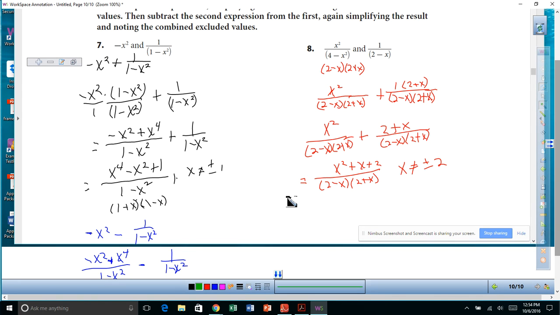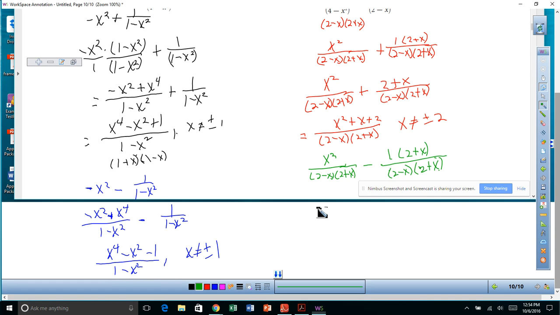Now, let's do it one more time, and this time we're going to subtract. So we've got x squared over 2 minus x times 2 plus x minus, and then we got 1, and we know we got a 2 plus x over 2 minus x times 2 plus x. And maybe clean that up a little bit. All right, good. Now I don't want to write over the top of that, so I'm going to scoot this up a little bit. So we got x squared over 2 minus x times 2 plus x minus 2 plus x over 2 minus x times 2 plus x.